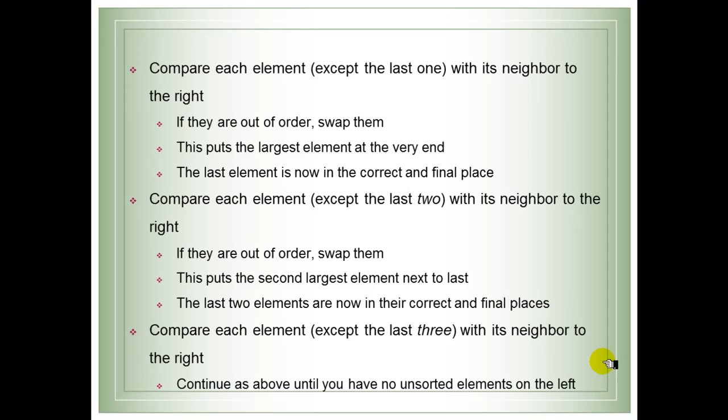What happens in bubble sort is we compare each element with the neighbor towards its right. If they are out of order, we exchange them. So this puts the largest element at the last, and the last element will be in its correct and final place. Once the last element has been put in its final place, we compare the next set of elements except the last element, and if they are not in order, we swap.